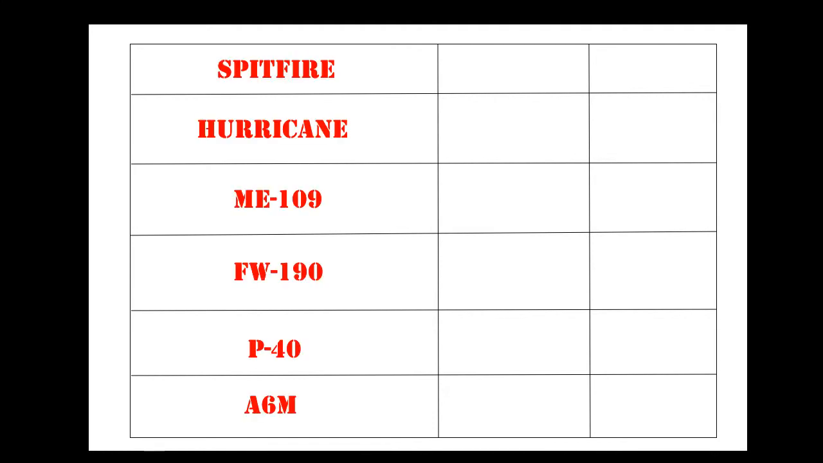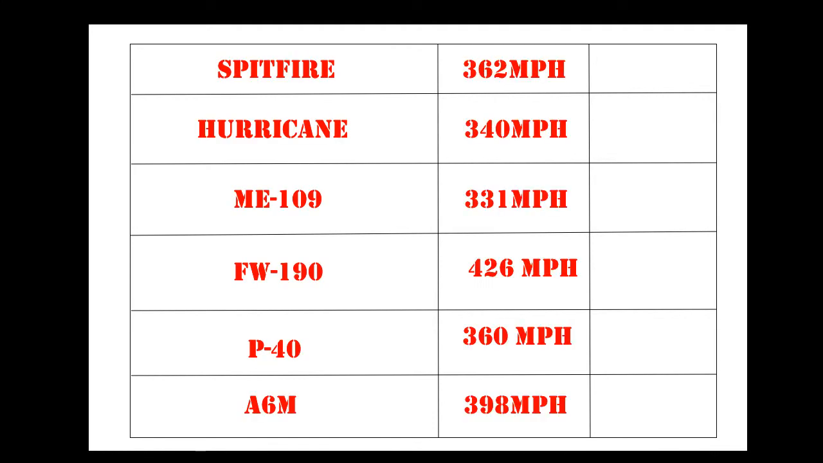Now, let's compare what we have seen so far and condense it down into one easy-to-read chart. First, we will look at speed. Here are the 6 main aircraft we have talked about, and here are their respective speeds. As you can see, the Focke-Wulf 190 takes the prize. But to look at what would have been on the European front in 1939, the Spitfire was the fastest.